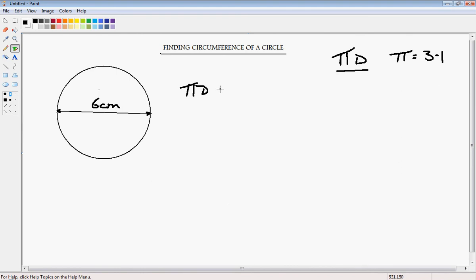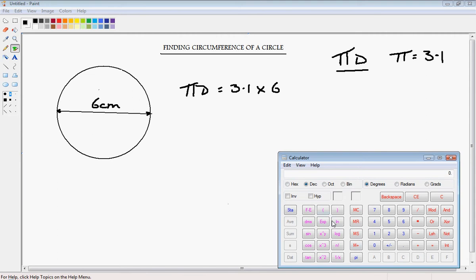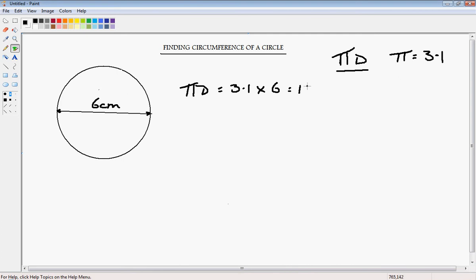So pi d equals, now that would be 3.1 multiplied by the diameter. Remember the diameter is the width of the circle, so that's 6. So we can go to our calculator. So we have 3.1 multiplied by 6 gives us 18.6. So that's 18.6, and that will be centimeters, because circumference, like perimeter, is a length.